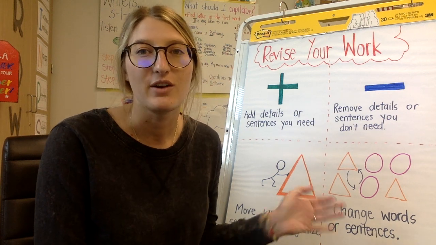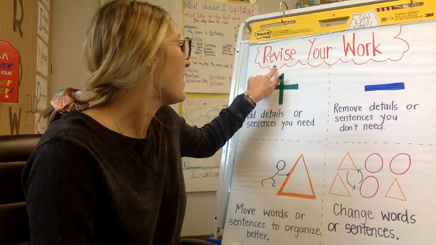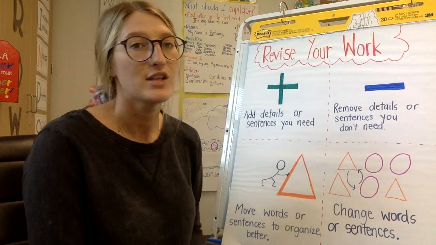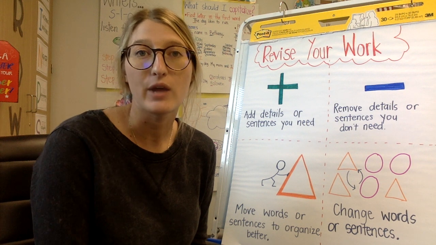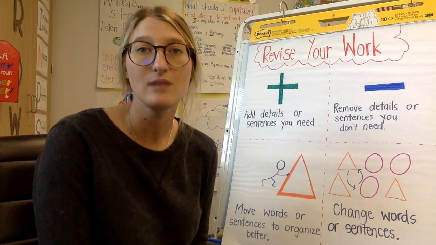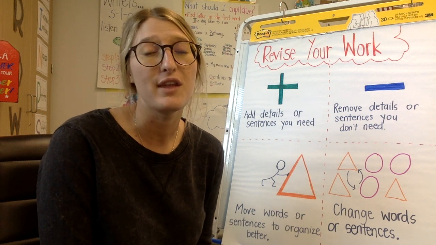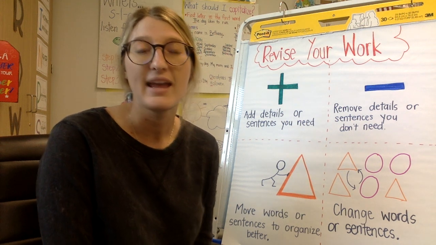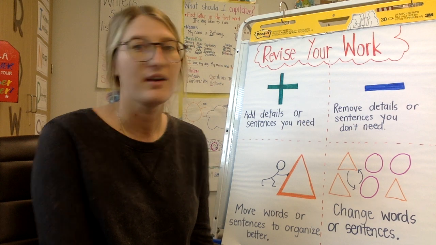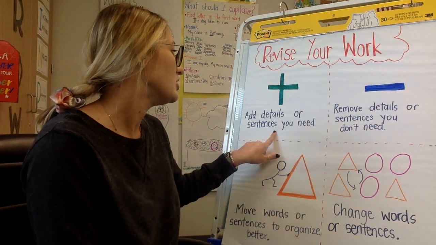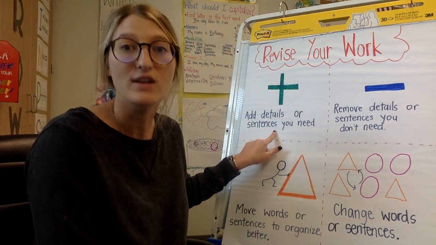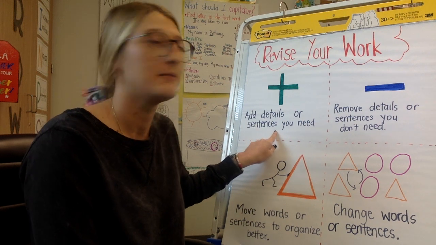And so I have this very cool anchor chart here, and it says revise your work. So that just means that we are going to take a look at what you wrote over the past 2 days, and we might change it a little bit. So there's a few things that you can do to change your story and just make it a little bit better. The first thing that you can do is add details or sentences that you might need.